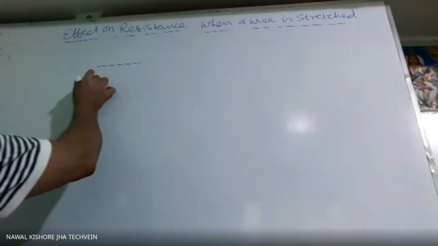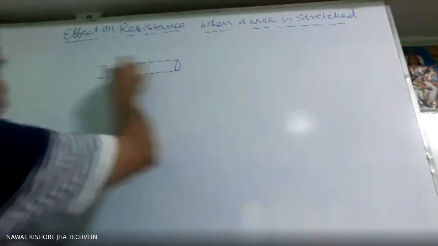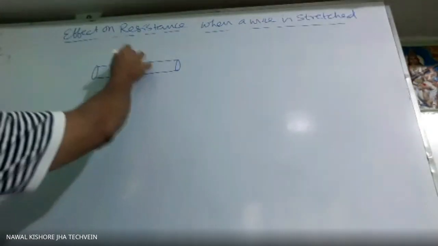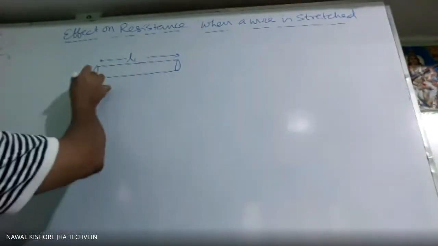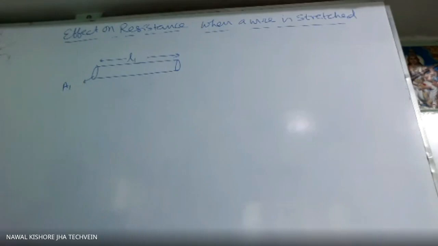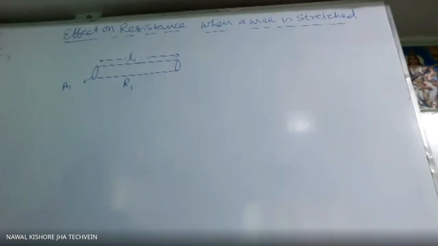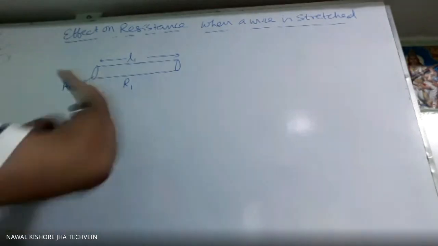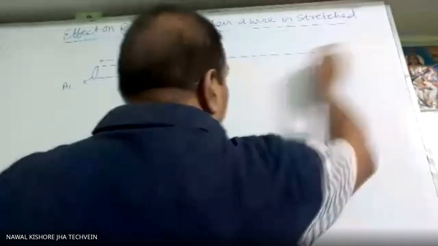So effect on resistance when a wire is stretched. Suppose this is the wire of length L1. Area of cross section is A1. Its resistance is R1. Now this wire is stretched. So when the wire is stretched, what will happen? Its length will increase.